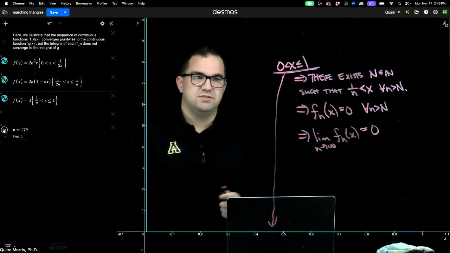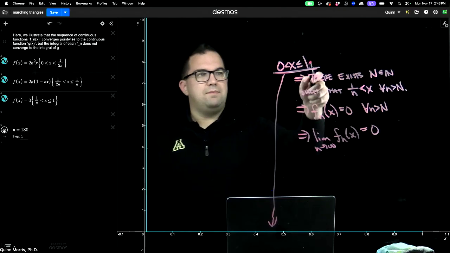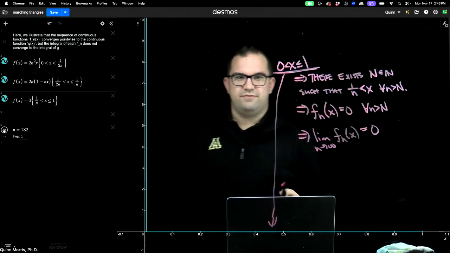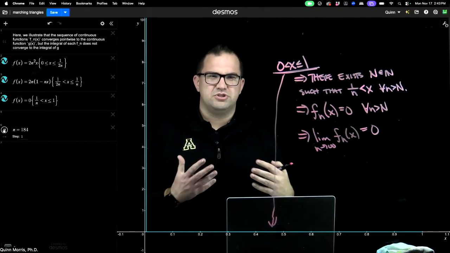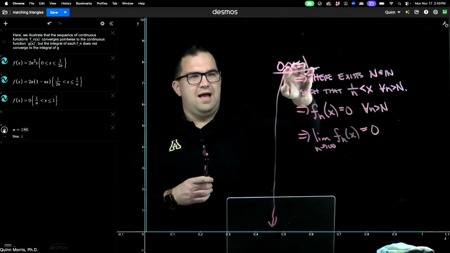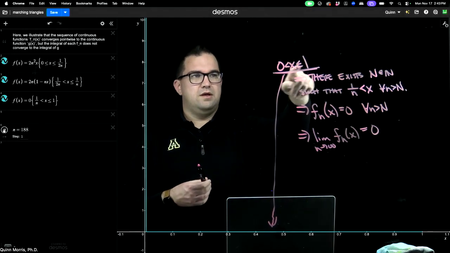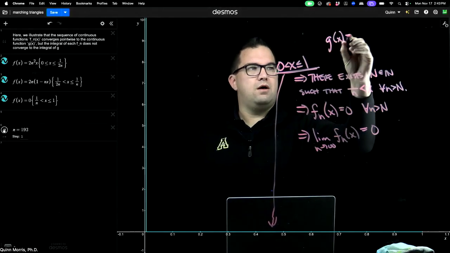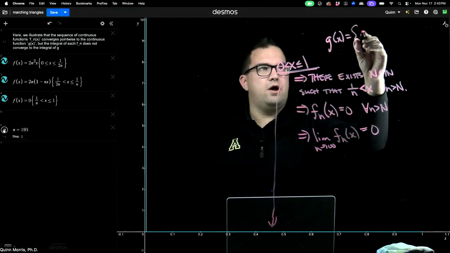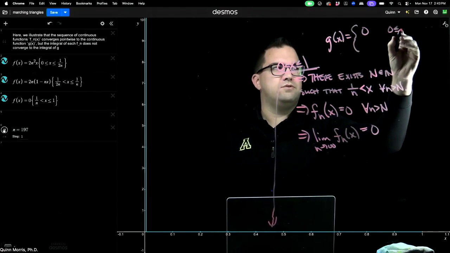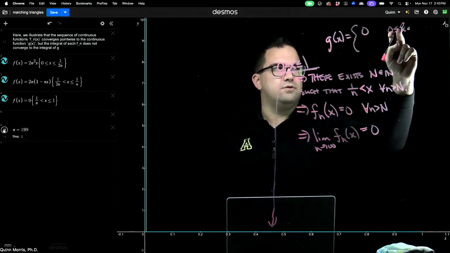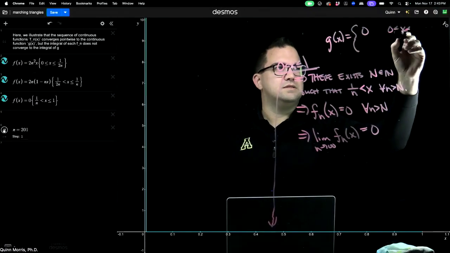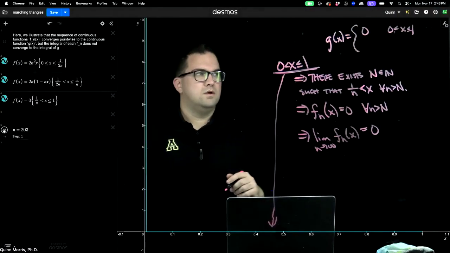So that means the limit must be 0. So that means for all of these x values, if I'm going to have some sort of limit function, then I guess the limit function, let's call it g of x. Well, whatever it is, it better be 0, certainly better be 0 for 0 is less than x is less than or equal to 1.